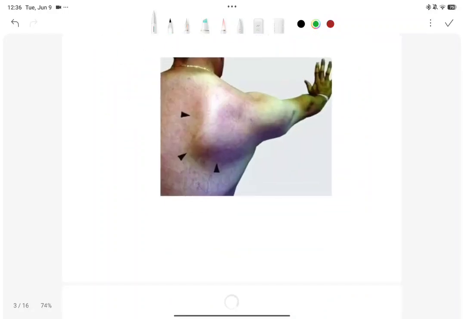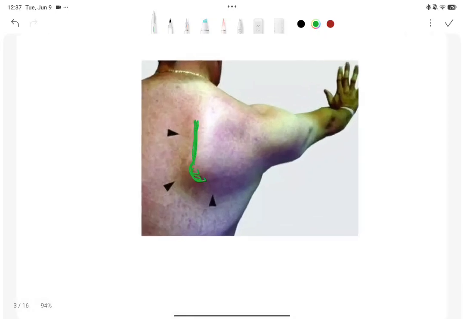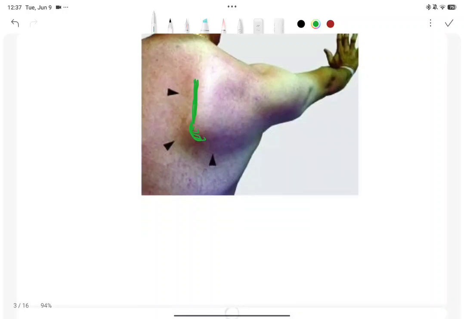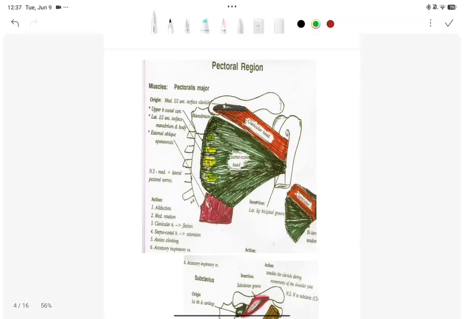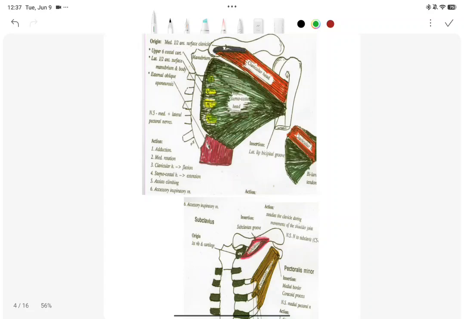Look, same condition. This is the medial border and this is the inferior angle. There will be prominence, which normally is not seen. So this is the condition of winged scapula. This is the winged scapula, okay guys.